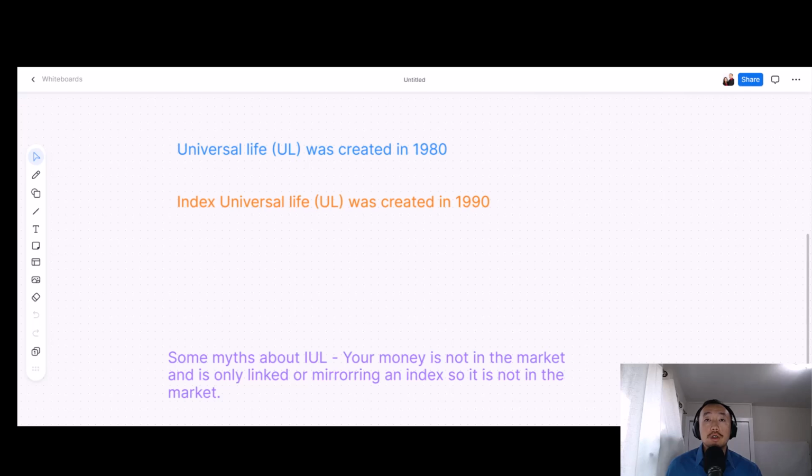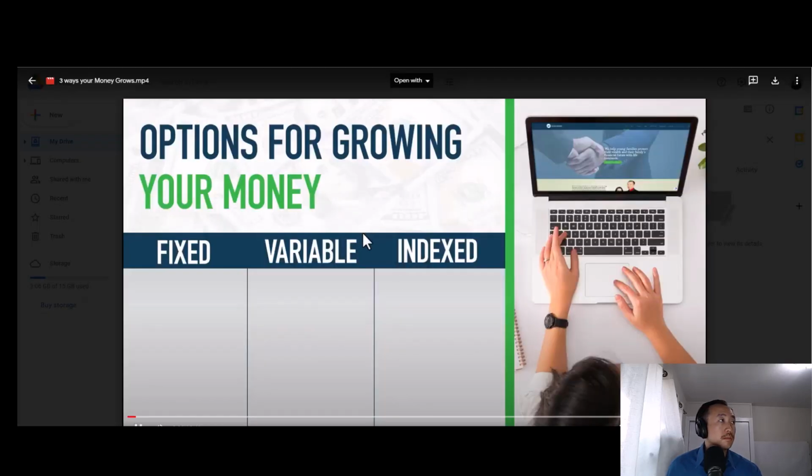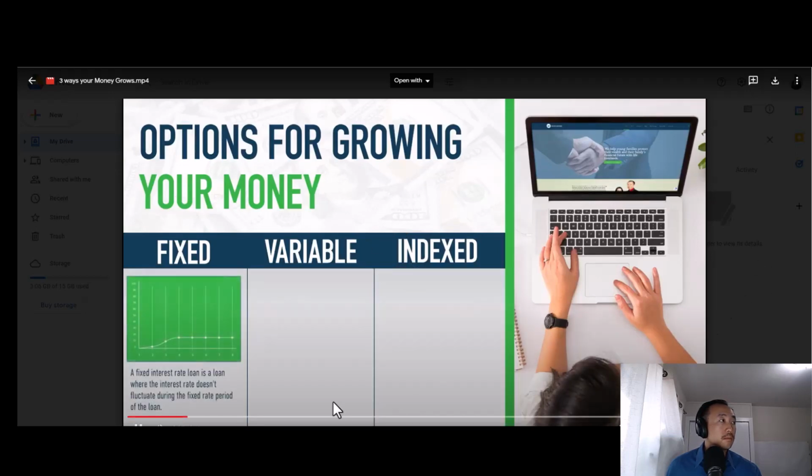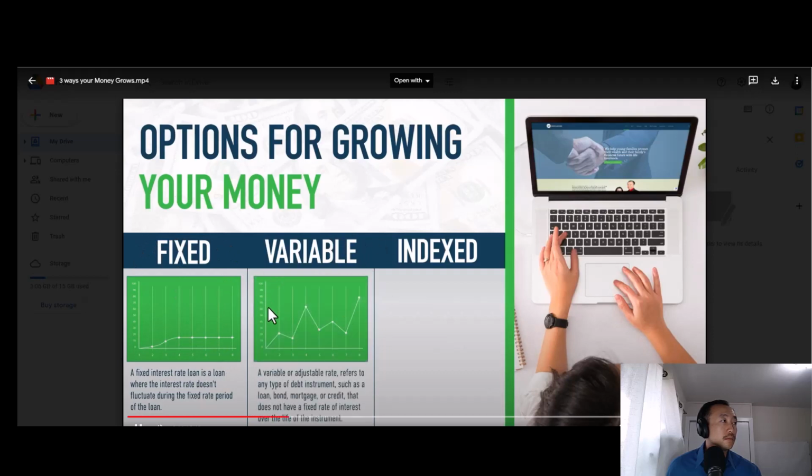Let's watch a video of the 3 ways your money grows. You can have a fixed, variable, or indexed rate of return. In a fixed rate of return, your money will grow at a fixed rate. So you can think of a bank savings account. Every year, the bank will give you a 0.3% interest rate. In a variable account, your money will grow depending on the market. It could be negative, it could be positive. You can think of it kind of like stock. For instance, it can go up and it can go down. You can get a high return, but also lose all of your money.